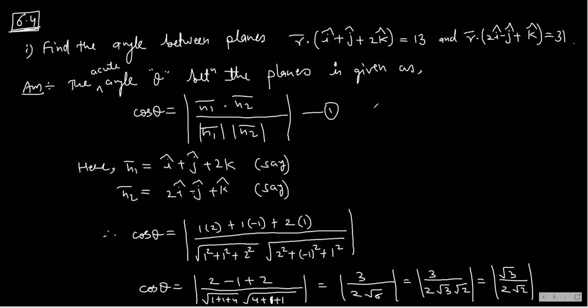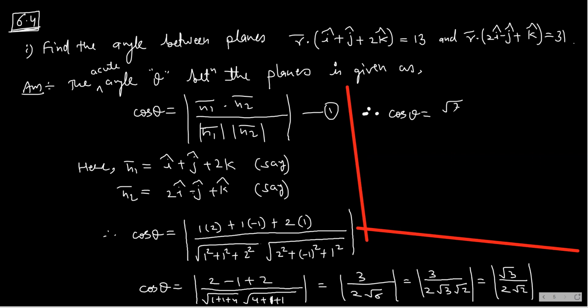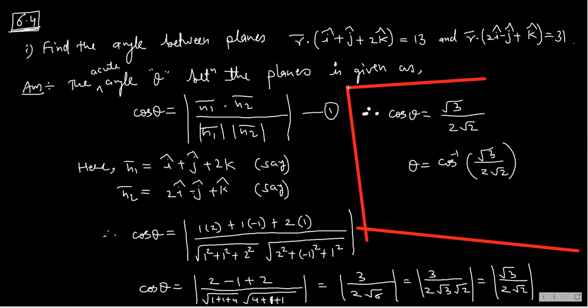So that is root 3 upon 2 root 2. Therefore, cos theta is equal to, this is positive. Students, I put that in mod because I wanted to have the positive of this, but then it is anyway positive, 2 root 2. So what is theta? Theta is cos inverse of root 3 upon 2 root 2. This is the answer. I hope you all followed it. Please copy this.